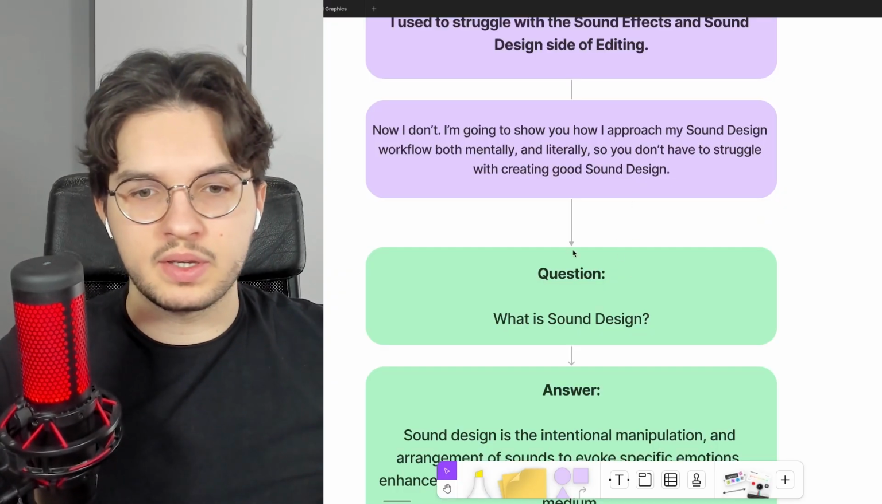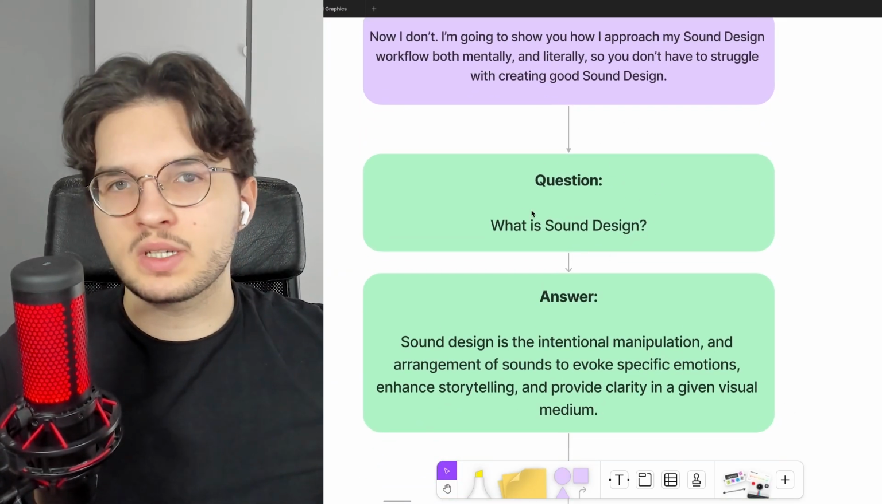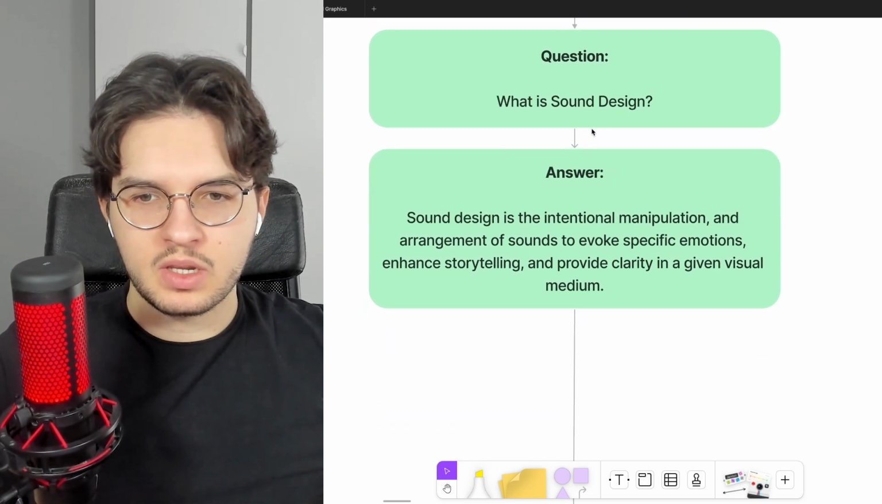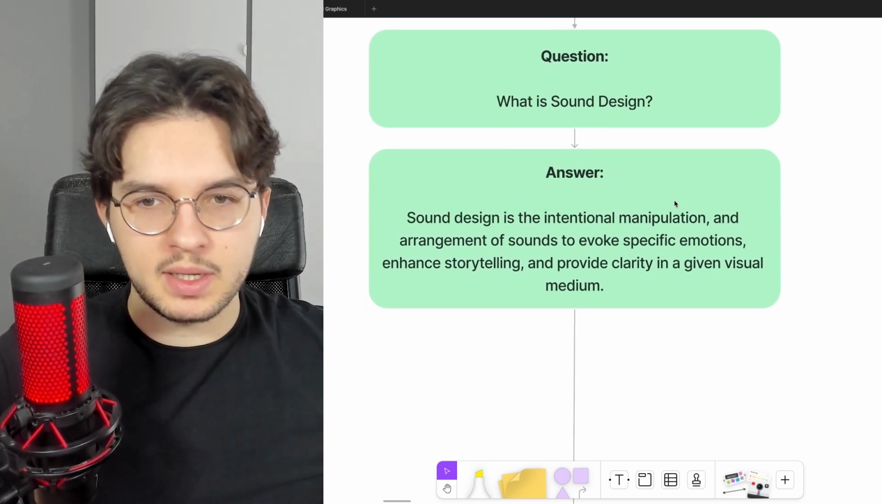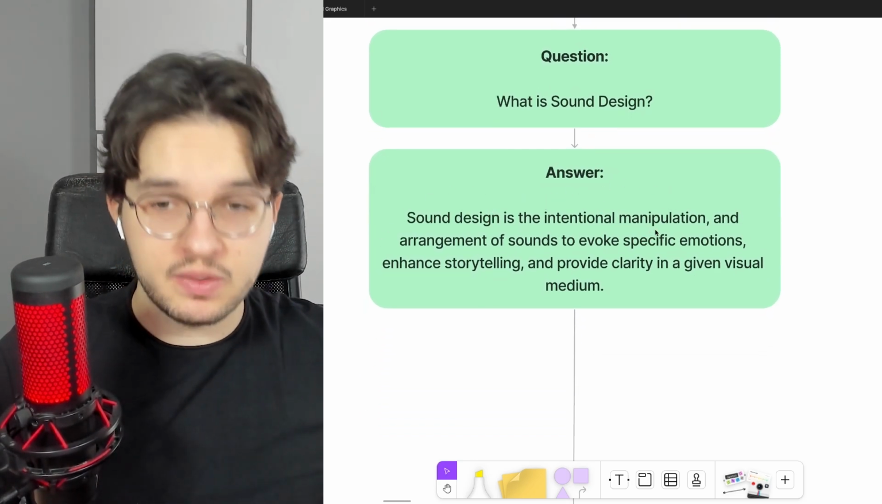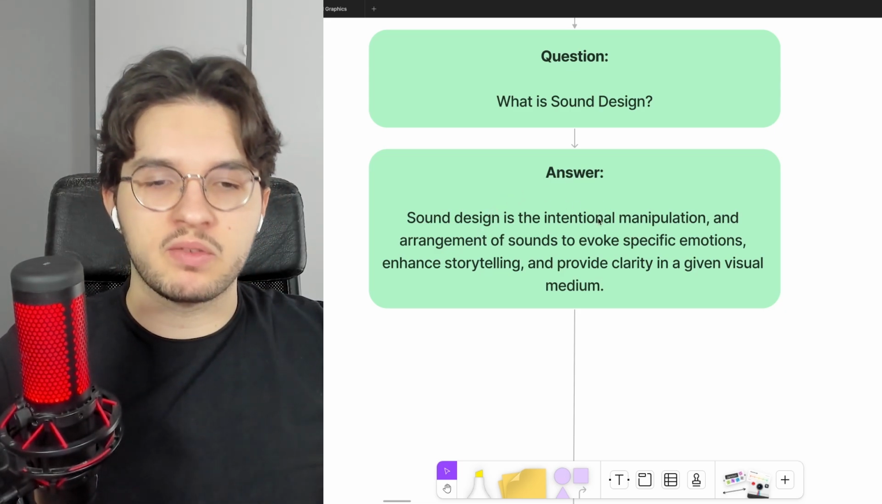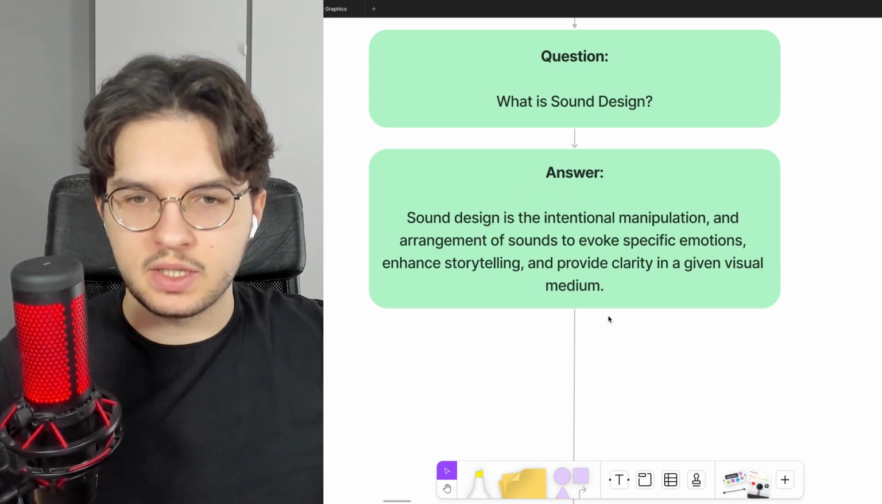Because otherwise, if you don't look to your foundations, if you don't look to understanding what it is in the first place, then you can never really get far. Okay, you can cope, but you can't get far. So first of all, we need to ask ourselves, what is sound design? Well, sound design is the intentional manipulation and arrangement of sounds to evoke specific emotions, enhance storytelling, and provide clarity in a given visual medium.